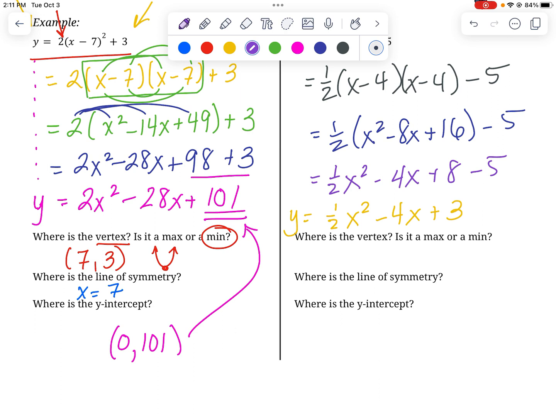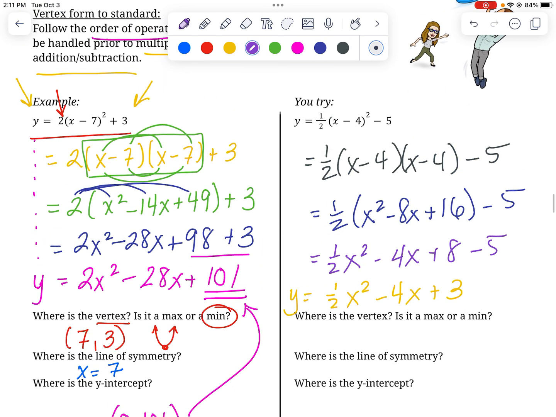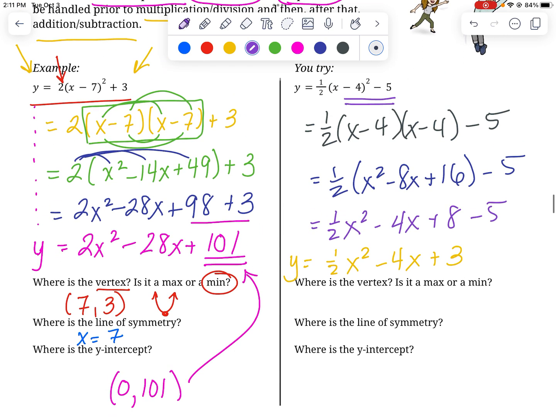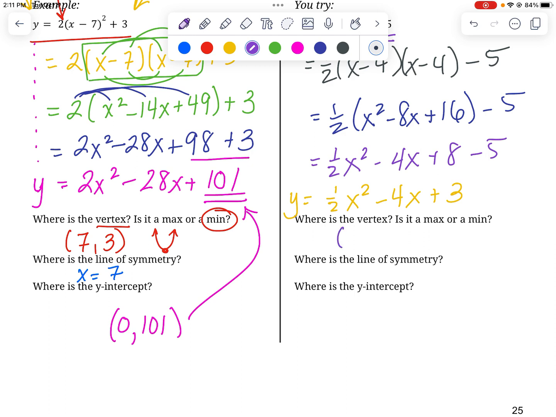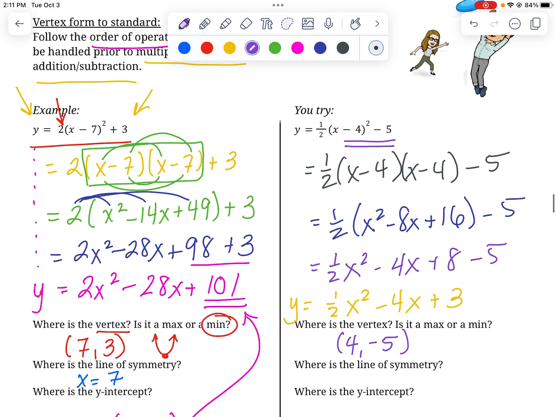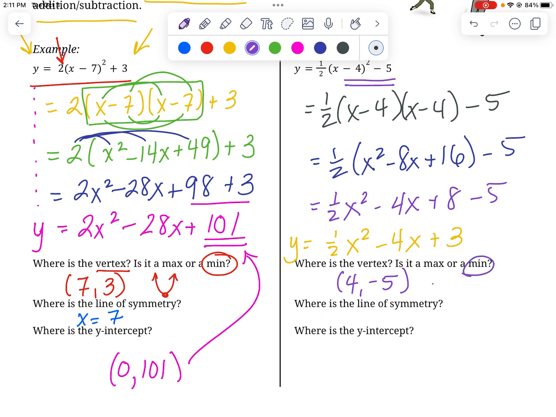Okay, so the vertex is going to be easiest to see in vertex form. Go back to the original question, and we know that the vertex is at 4, negative 5. This is also an upward-facing parabola, so we have a minimum for our parabola. The line of symmetry is a vertical line through the vertex, and the y-intercept is easiest to see on what we just figured out. This value at the end is our y-intercept.